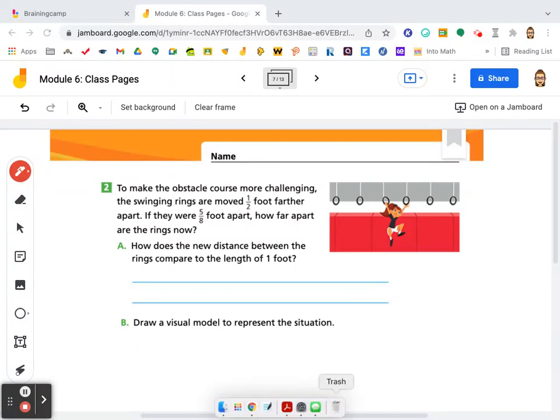Okay. So it says to make the obstacle course more challenging, the swinging rings are moved 1/2 foot further apart. They were 5/8 foot apart. How far apart are the rings now? How does the new distance between the rings compare to the length of 1 foot?